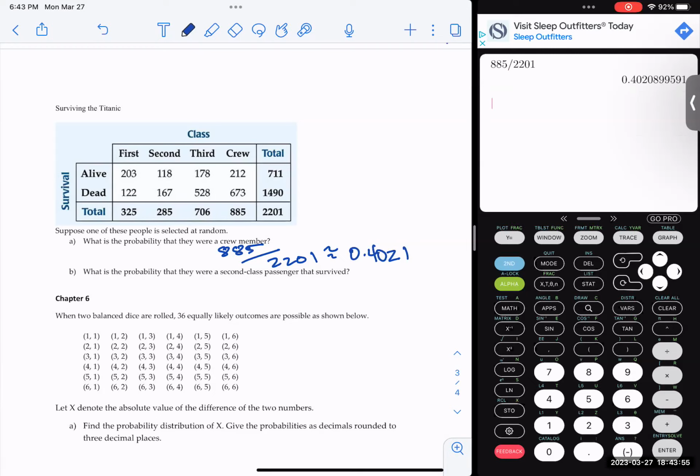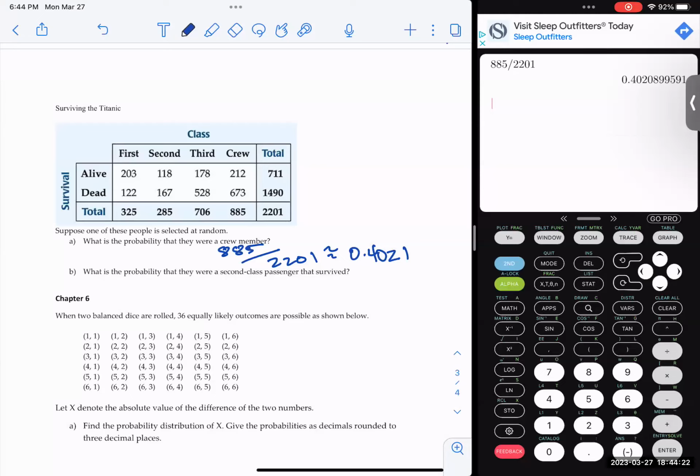What is the probability that they were a second-class passenger that survived? Oh, so that one, there's 2 things we're talking about. The first one, we just wanted to know what's the probability they're a crew member. Now we're saying they survived and second class. And Desiree is saying second class alive divided by 2201. And the answer is, I don't know. I've got to read it again a couple times.